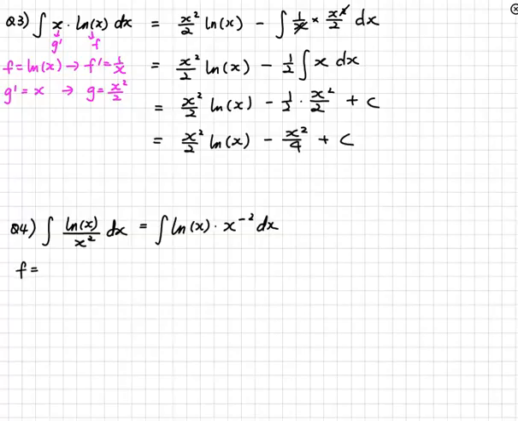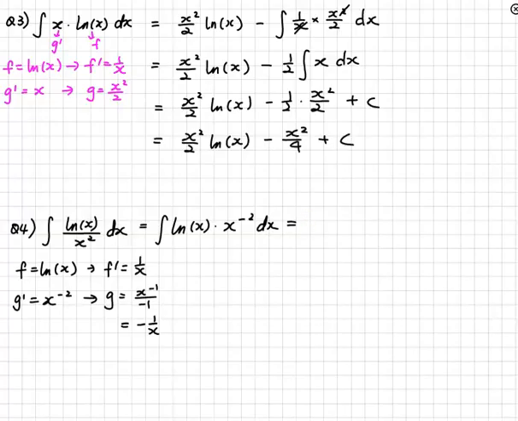So f is our natural log of x. f dash is 1 on x. And our g dash is going to be x to the power of negative 2. And therefore, my g is x to the negative 1 over negative 1, which is negative 1 on x. Now let's substitute everything into the formula.